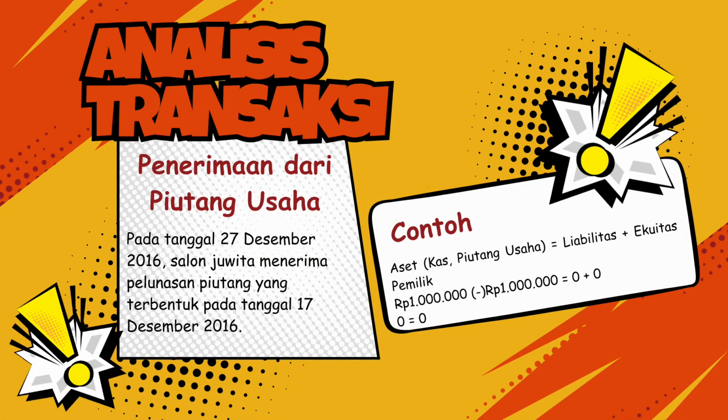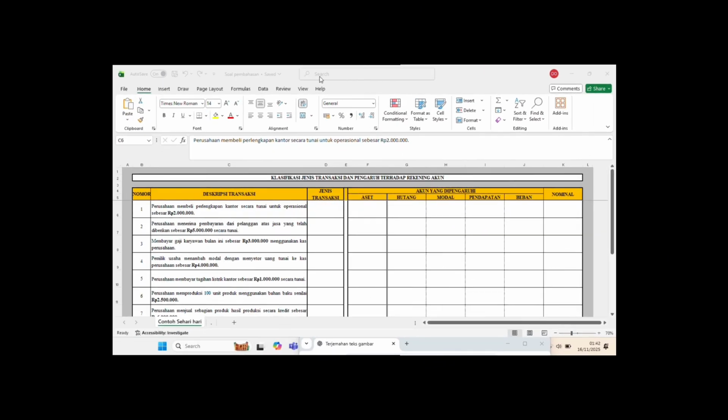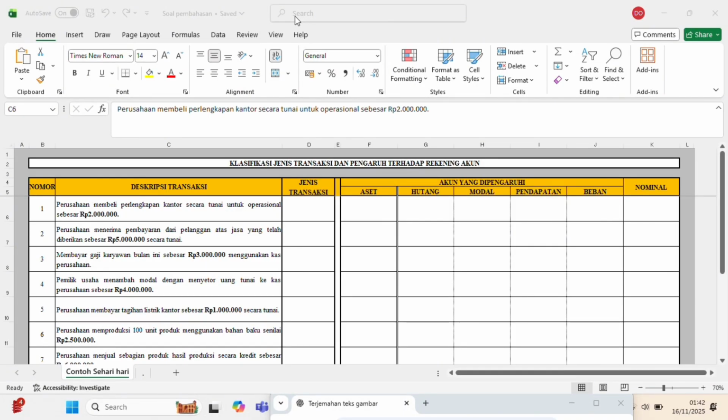Number 8, collection of accounts receivable. On December 27, the salon received payment for a previous receivable. Cash increases and receivable decreases. There is no effect on liabilities or equity. Number 9, owner withdrawal. On December 30, the owner withdrew 500,000 rupiah for personal use. Cash decreases and equity decreases because withdrawals reduce the owner's capital. Okay, now we'll go into discussing transaction examples.